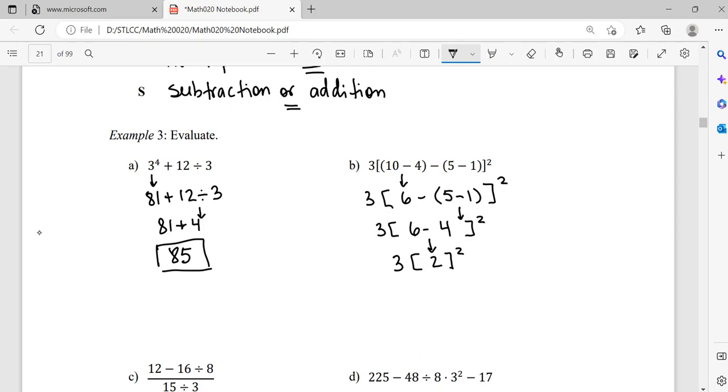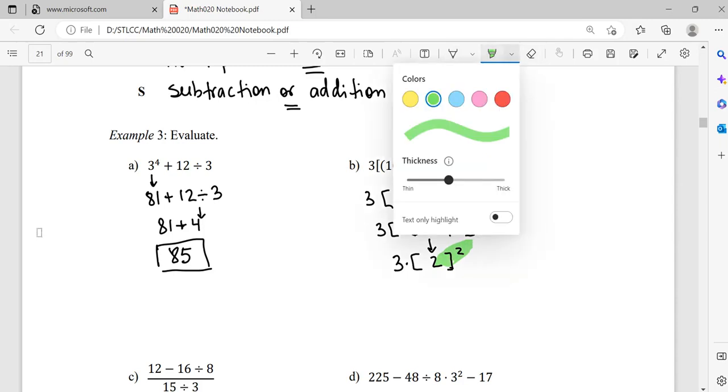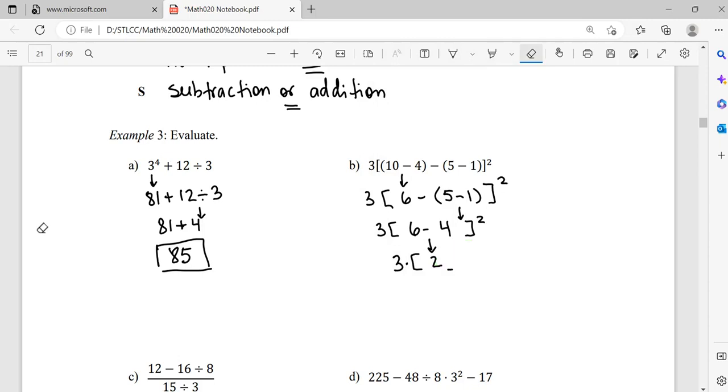All right, so the next part I'm evaluating. I have multiplication, 3 times, so I have multiplication and I have an exponent. Exponent gets done first. Okay, so I'm going to do this part right here. 3 squared. All right, so 2 squared is a 4. So I have 3 times 4.